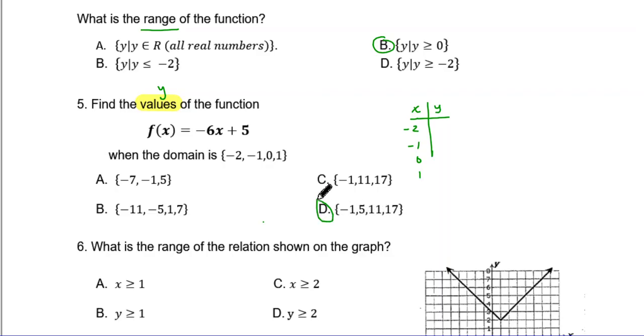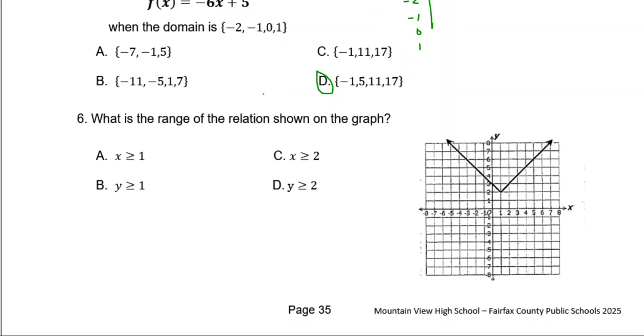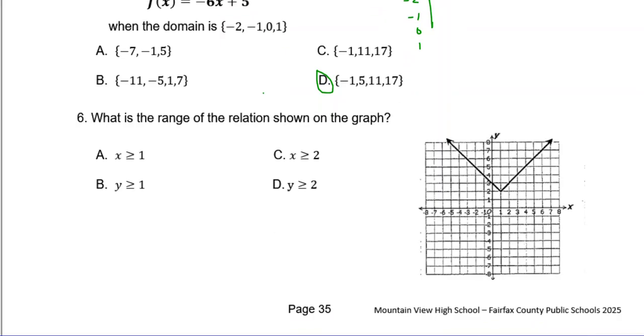So that's D. All right, last one, what is the range of the function? Again, it cannot be A or C because they have x, we want the y values. Y is greater than 2 because it's going up, so it's going to be D.